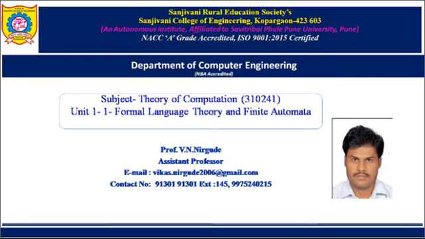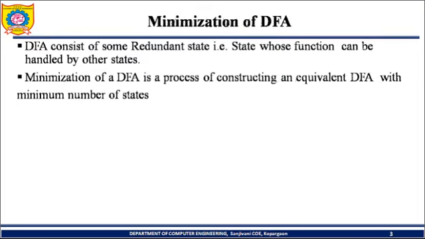I am Vikas. Today we are going to cover one more topic related to the first unit, that is minimization of finite automata. In the minimization of DFA, deterministic finite automata, a DFA consists of some redundant states, that is, states whose function can be handled by other states.